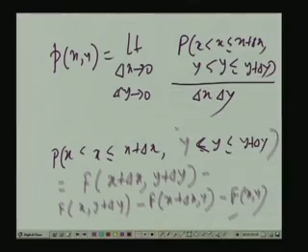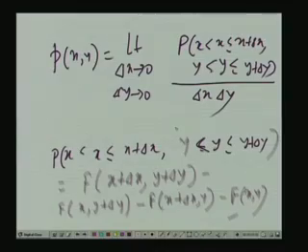That means, if I now take a very small, infinitely small rectangular area, where the sides are delta x and delta y, so the area is delta x delta y, then what is the probability of the pair x, y falling in that area? That is simply p(x, y) times delta x delta y.